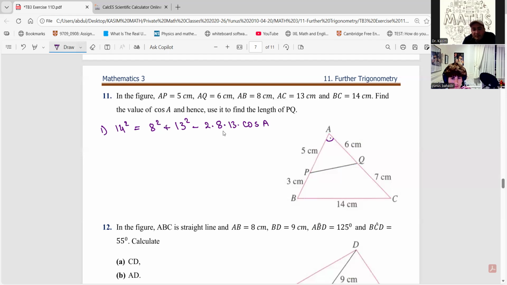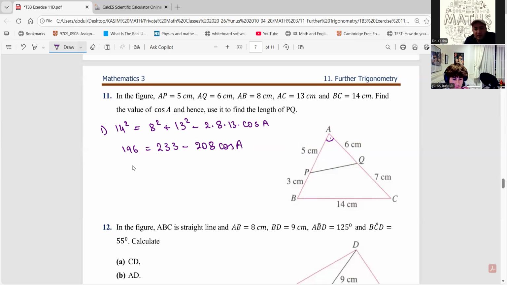Now let's simplify and find cosine of A. If we have 196 equals 64 plus 169, which is 233, minus 2 times 8 times 13, which is 208 cosine of A. The numbers multiplying cosine of A can't be moved into the equation; they have to stay there. 208 cosine of A, it's just a number.